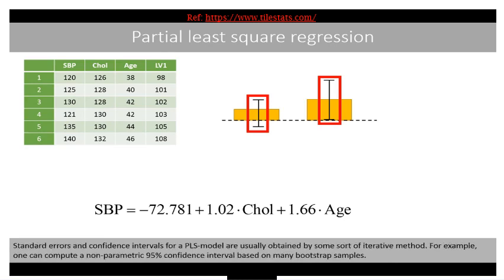Standard errors and confidence intervals for a PLS model are usually obtained by some sort of iterative method. For example, one can compute a non-parametric 95% confidence interval based on many bootstrap samples.